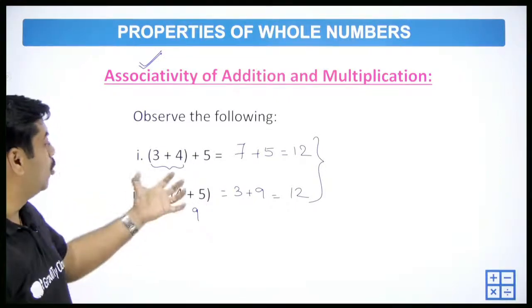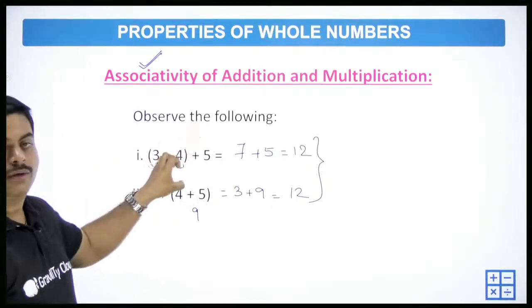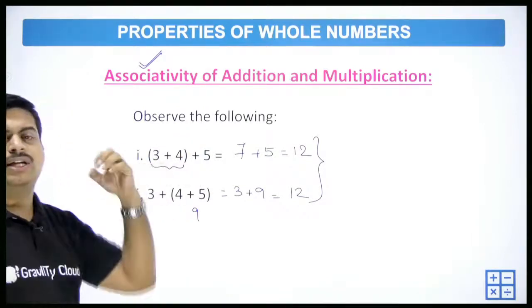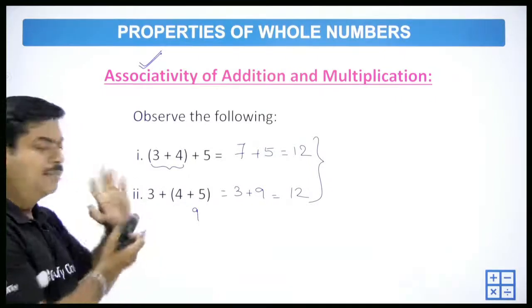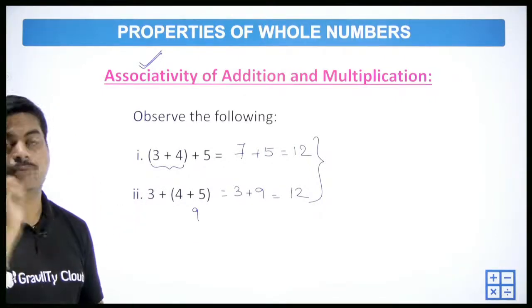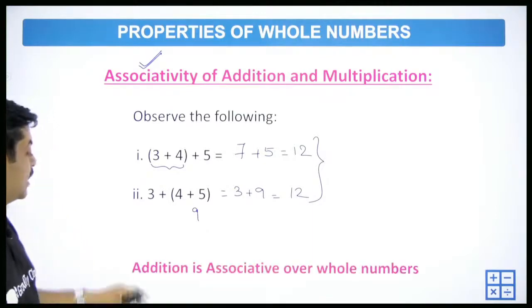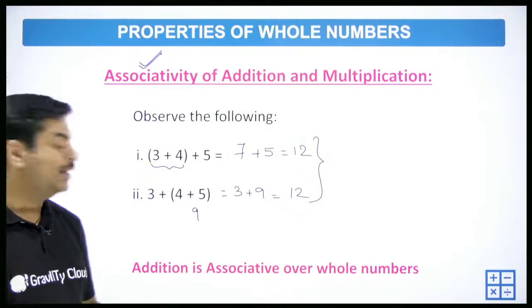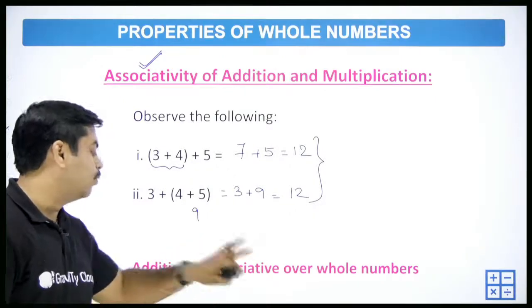You add in any order. You add 3 plus 5 and then 4. You add 4 plus 5 first and then 3. You add 4 and 3 and then 5. However you jumble the terms, you'll get the same answer. That is what the associative property states. So we can say that addition is associative over whole numbers, okay?